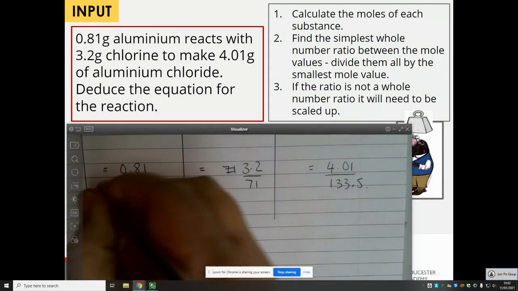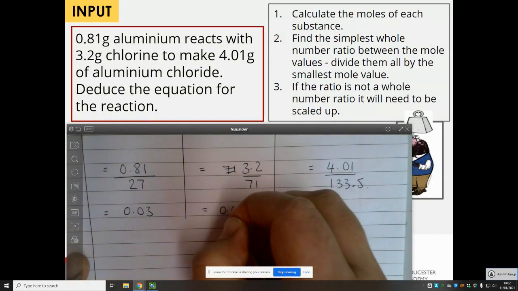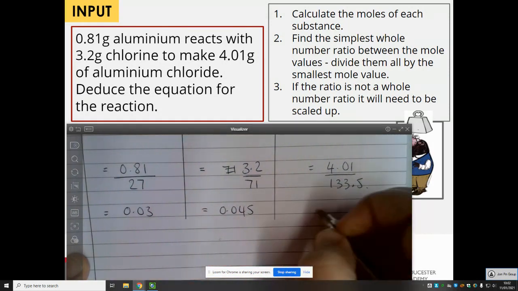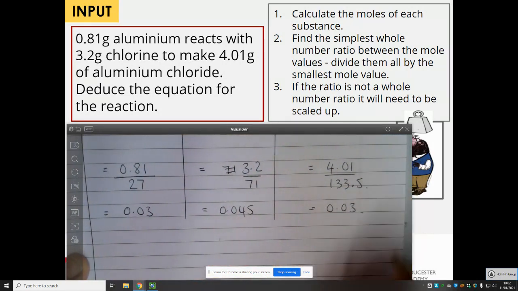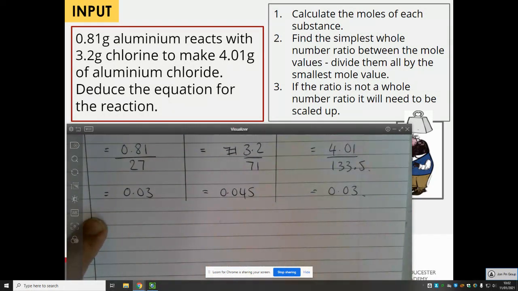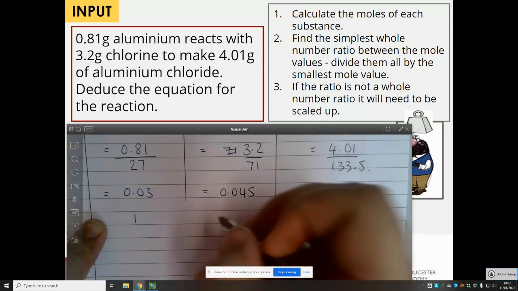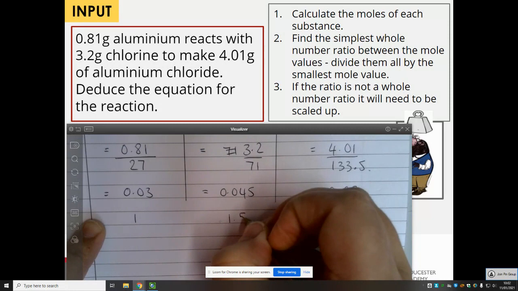So then I get my calculator out and I do the maths. So I get 0.03, 0.045, and 0.03. Next thing is to work out the ratios. Well, if I divide them all by 0.03, I get 1 here, I get 1 here, and then here I get 1.5.